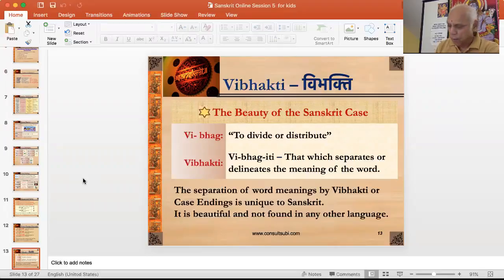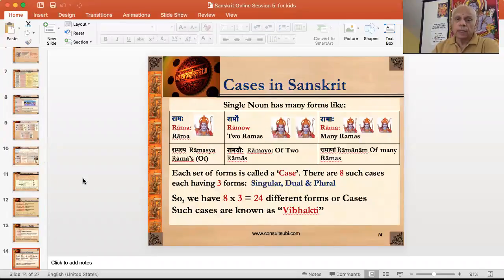Now you see, I'm going to give you some examples of how the vibhakti works. Let's say two examples. Say Ramaha. It means one Rama. Ramau. Wow. Au means two Ramas. Ramaha, plural. Many Ramas. Ramaha. Ramau. Ramaha. Many Ramas.